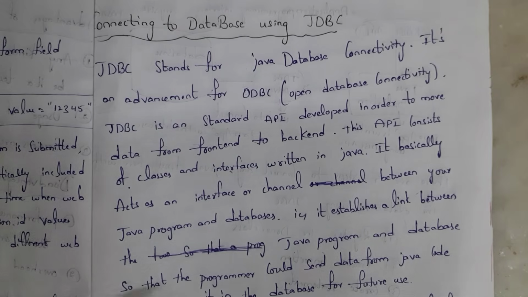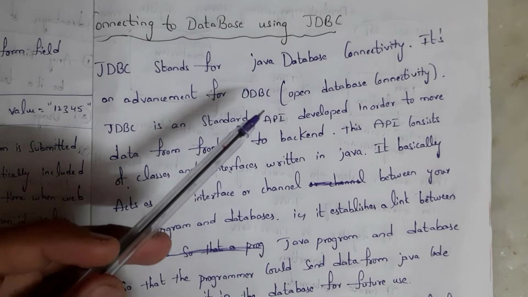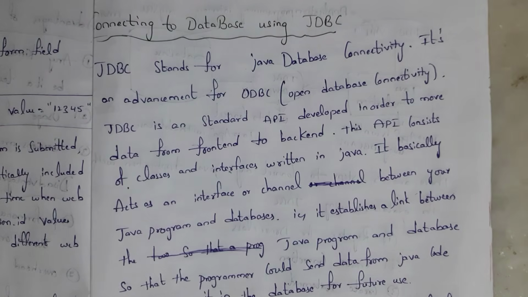What are the drawbacks in ODBC? The first drawback is that ODBC is platform dependent. That means, for example, if I write a program in Windows and execute that same program in Linux, I will get an error. So ODBC is platform dependent. We cannot execute a program written in Windows on Linux. This is one of the major drawbacks in ODBC.